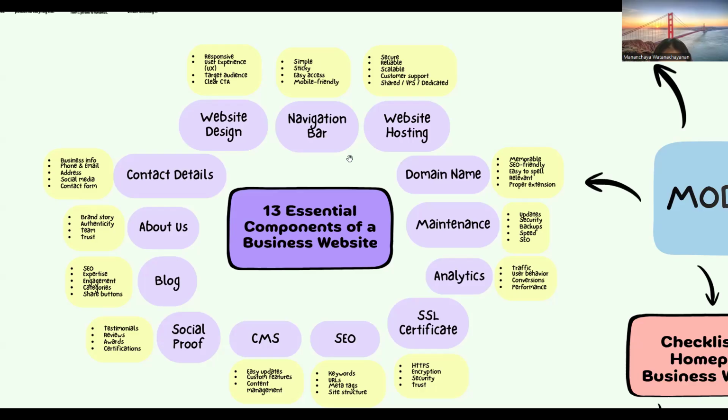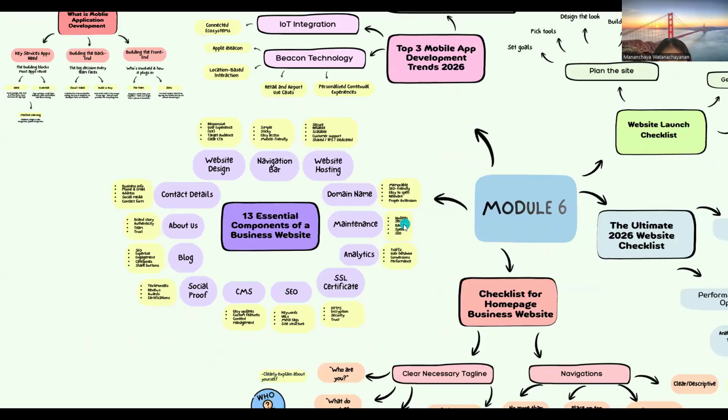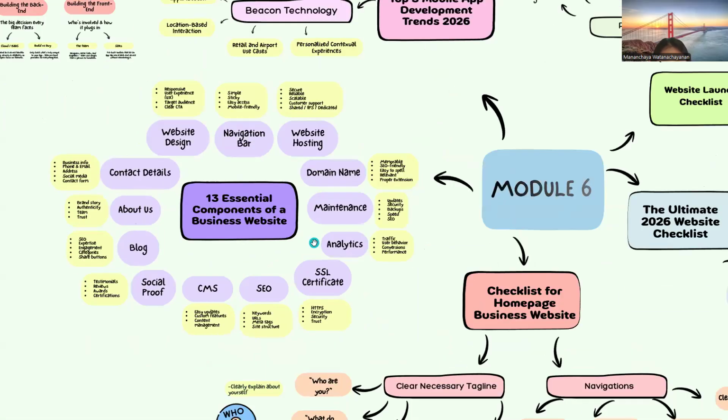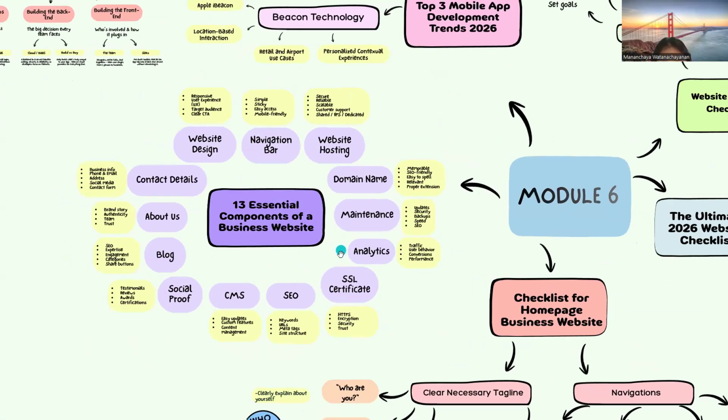Moving on to basic search engine optimization, or SEO. SEO helps improve a website's visibility in search engines through keyword optimization, proper site structure, and optimized page elements, making it easier for customers to find the business online. Next, SSL certificate. An SSL certificate secures the website by encrypting data between users and the server. It also improves customer trust and supports better search engine rankings.